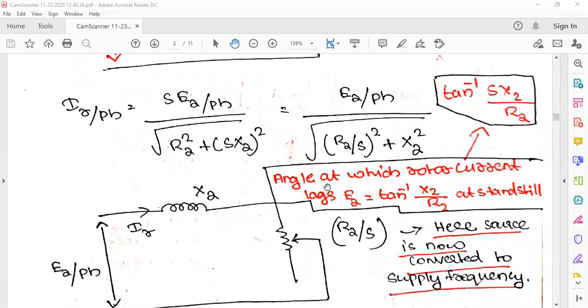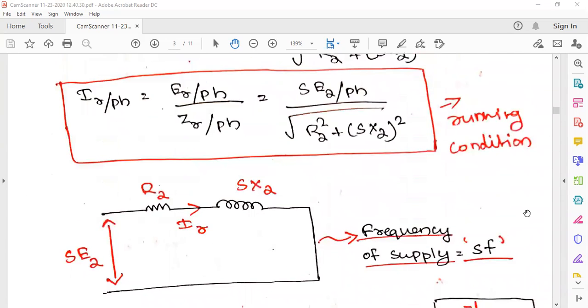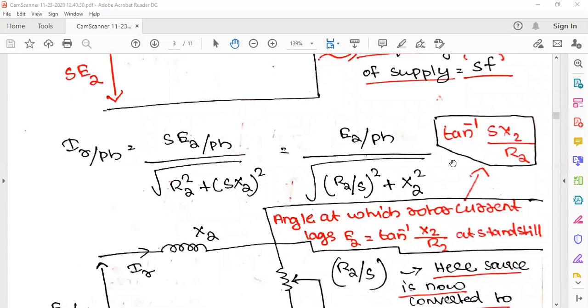And we can also say that the angle at which the rotor current lags E2 is tan inverse X2 by R2 at standstill condition, and at running condition it will be tan inverse of S into X2 by R2. That is the angle at which the rotor current lags E2. E2 is the induced EMF in the secondary, and this gives how much the rotor current lags. At standstill condition it will be tan inverse X2 by R2.